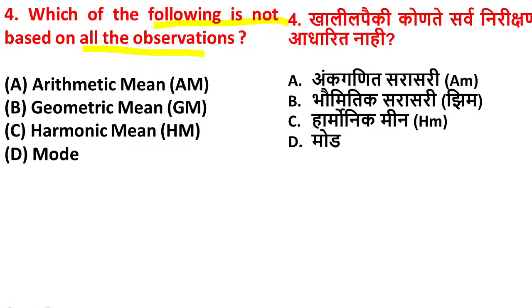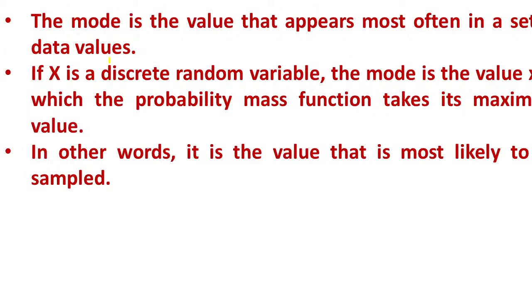Yes, here the right answer is option D, mode. Mode is not based on all the observations. In given observations, the most repeated number is known as the mode, and mode is not based on all the observations. So option D is correct here. The mode is the value that appears most often in a set of given data.